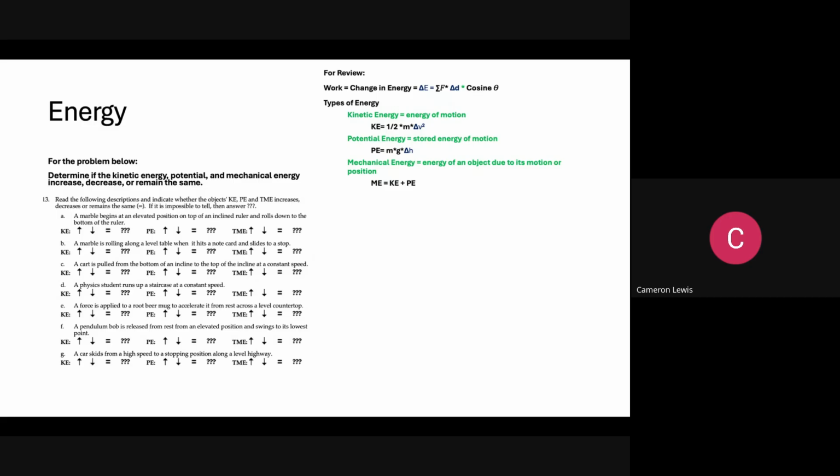So for each situation, a marble begins at an elevated position at the top of an incline ruler and rolls down to the bottom of the ruler. So the marble starts at the top and then it rolls down to the bottom of the ruler. Let's start with kinetic energy. Does the kinetic energy increase, decrease, or remain the same?